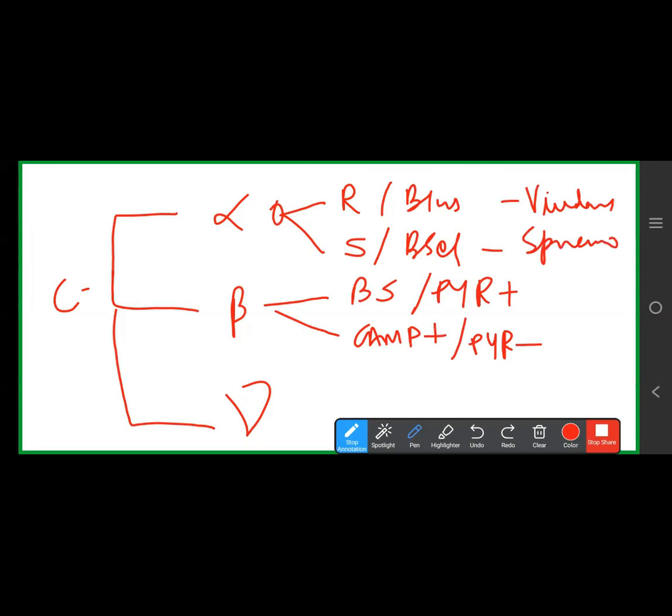Now if it is beta hemolytic, PYR positive, bacitracin sensitive, then you have to remember it is Streptococcus pyogenes, group A Streptococci. If it is PYR negative but CAMP positive, then it is Streptococcus agalactiae, that is group B Streptococci. The pyogenes is group A, and this is group B.